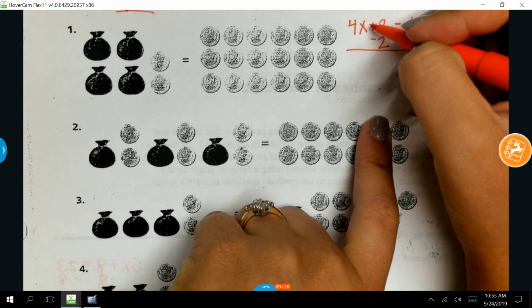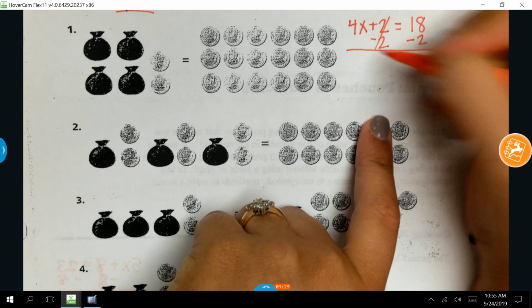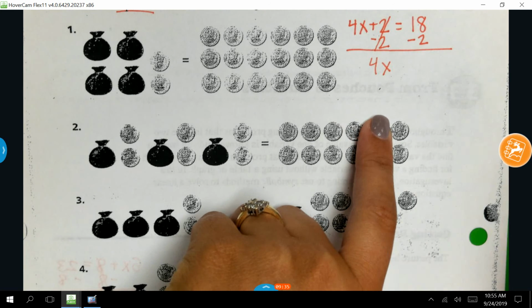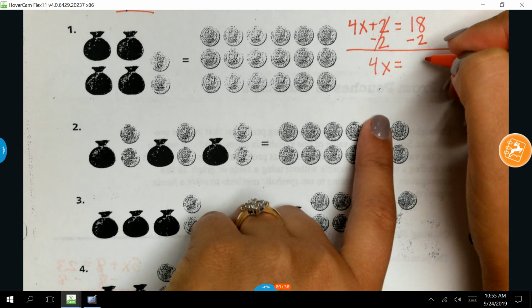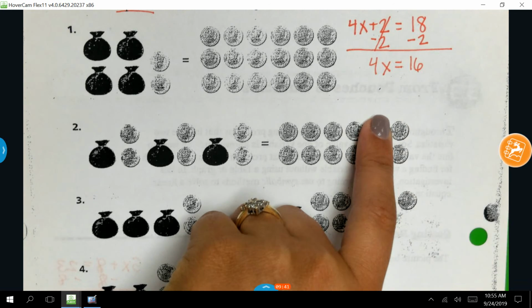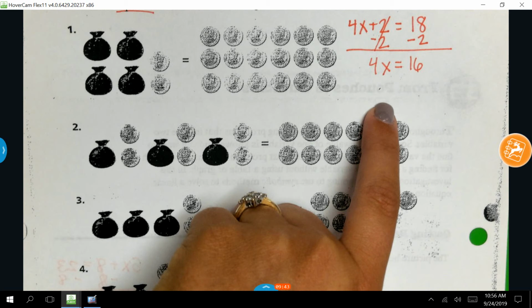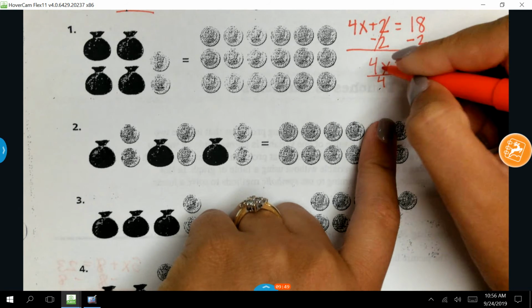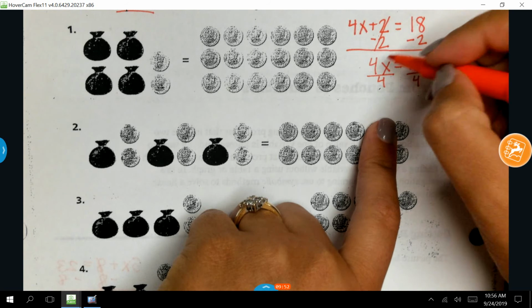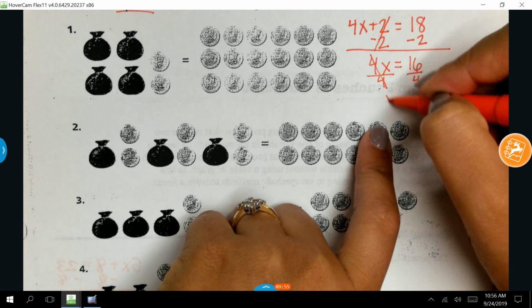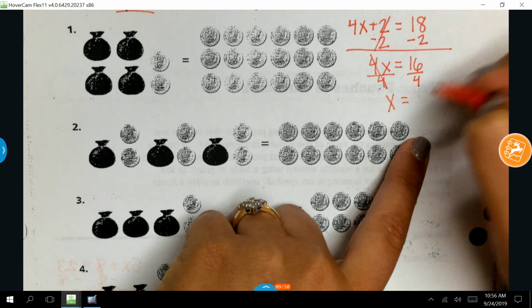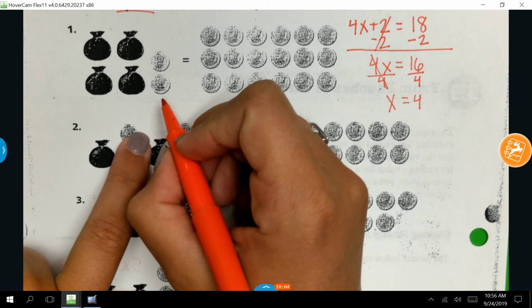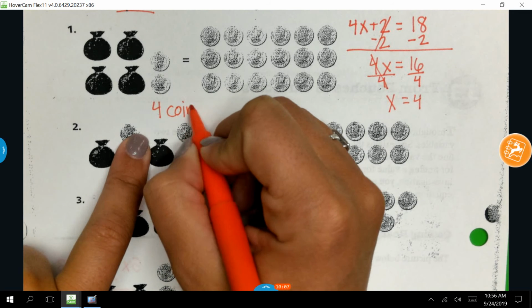So I have 4x plus 2 minus 2. So that plus 2 minus 2 becomes 0. So I just have 4x. And then that equals 18 minus 2, which is 16. What now? Yeah, I have 4 pouches, so I'm dividing both sides by 4. So what am I left with on the left? Just 1x, right? Equals 4. So that tells me that I have, how many coins in each pouch? 4 coins in each pouch.